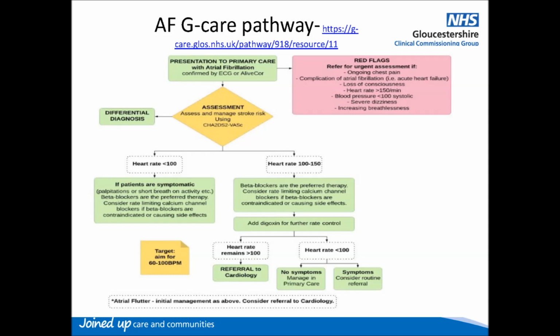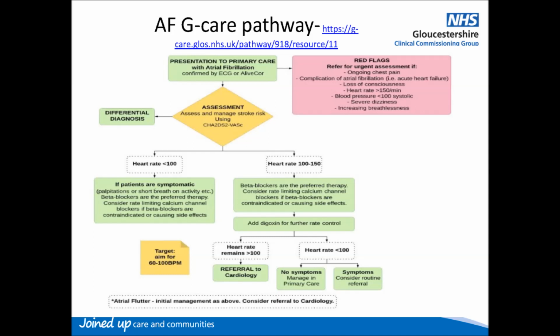Where patients are intolerant of beta blockers or have contraindications to their use, I would recommend the use of a rate-limiting calcium channel blocker, and usually diltiazem would be the drug of choice in this group. Where using either a beta blocker or a rate-limiting calcium channel blocker, and where the heart rate is still not controlled, I would consider adding digoxin. And then, if the heart rate remains uncontrolled, then I would refer the patient to cardiology.